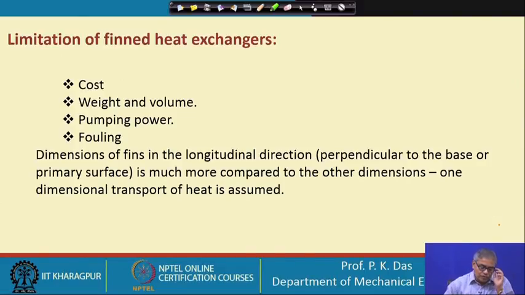First thing is cost. So, obviously, when we are attaching fins, it will increase the cost. How will it increase the cost? Because the fin material has to be a good conductor of heat. So, obviously, we cannot use just any material, we have to use some costly material, and then the weight and volume of the heat exchanger will definitely increase. In most cases we will have an increase in pumping power, and then there could be fouling.